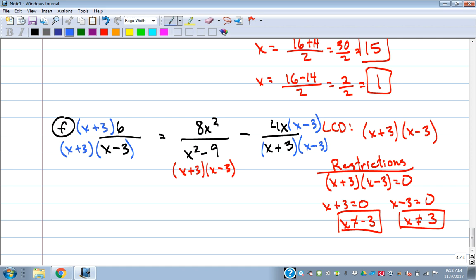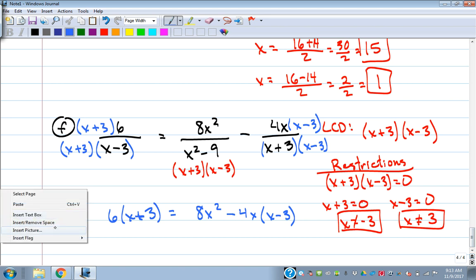All I have to do is the numerators. Once I get the denominators fixed, all I have to do is the numerators. So top part of this one is 6 times x plus 3 equals, I didn't do anything to 8x squared. It's a minus sign, so that's minus 4x parentheses x minus 3. So this blue thing here, that is just the numerator equation. That's the one you got to solve. You've already done your solving with your denominator for the restrictions.